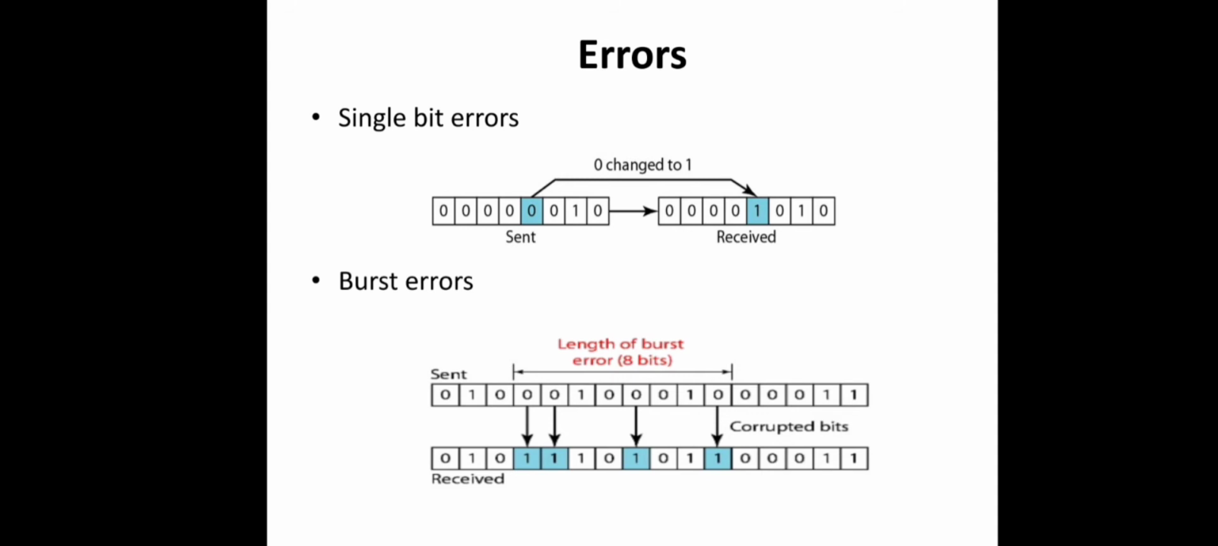Whereas if the errors are single bit errors, what's the problem? Most of the errors are scattered all over the frames, right? So the majority of the frames may need to be retransmitted. It is a time consuming process, right?